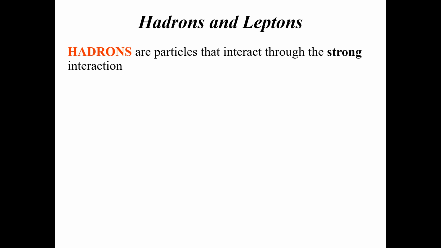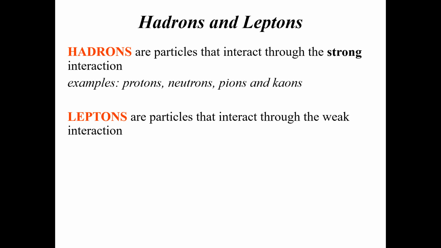Let's first talk about the hadrons and the leptons, which are the two main categories of particles. What are hadrons? Hadrons are particles that interact through the strong nuclear force, or strong interactions. Examples of hadrons are protons, neutrons, pions and kaons. These are particles interacting through the strong nuclear force, or by the exchange of gluons.